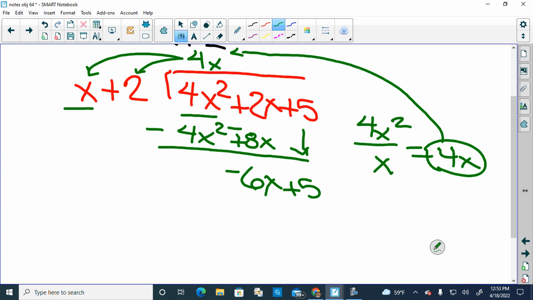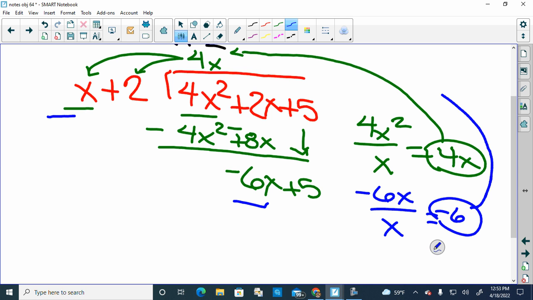Okay, now we just started that process over again. I'm taking the first one divided by the first one. So it looks like this. It's negative 6x is being divided by x. What would that simplify down to be? Negative 6. So negative 6 goes up to the top. Okay, and it's a negative.